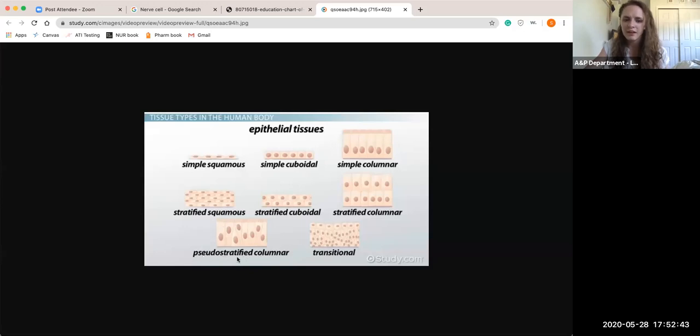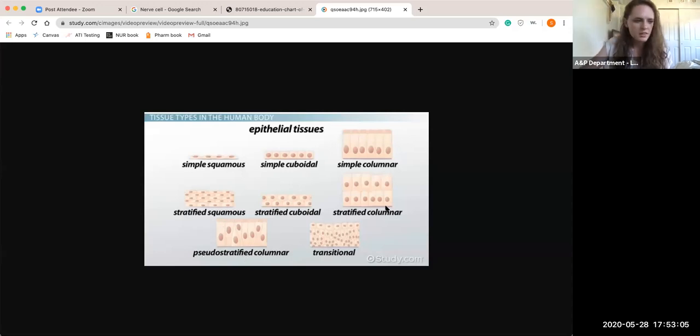Even though it looks like a stratified tissue. So pseudostratified columnar, again with cilia, is going to be found anywhere you have air: in your lungs, in your bronchi, in your throat, in your nose.